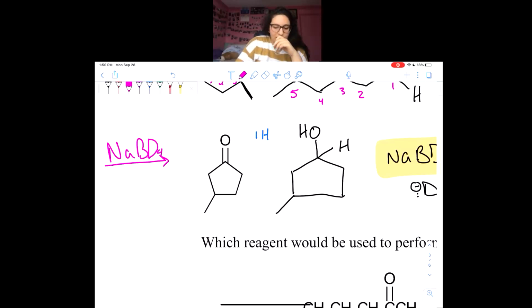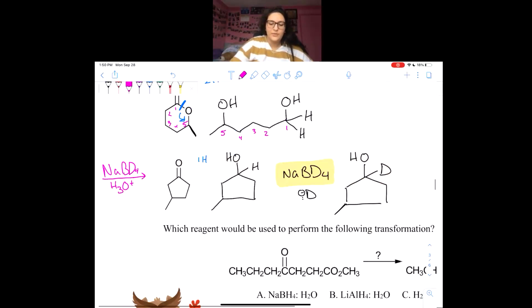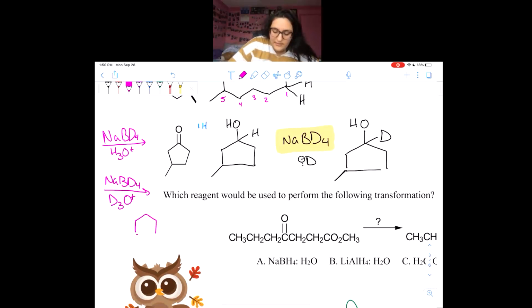So let's say he gave you NaBD4, just like I wrote before. If he gives you H3O+, you would make this, because then the acid has a hydrogen. But if he gave you NaBD4 and D3O+, which he 100% can, then in that case you would make that answer choice.